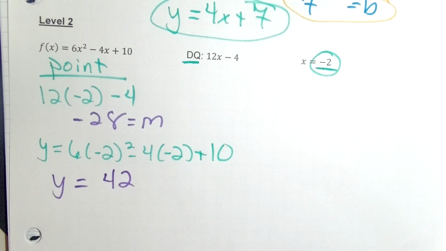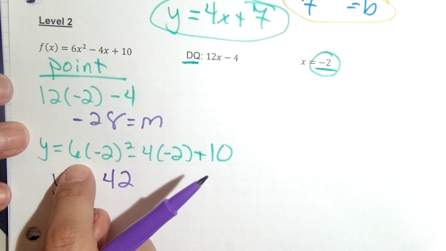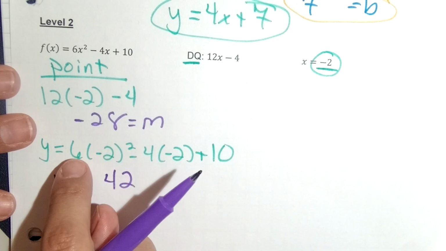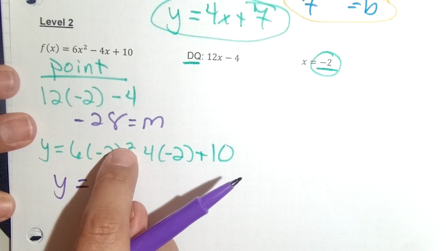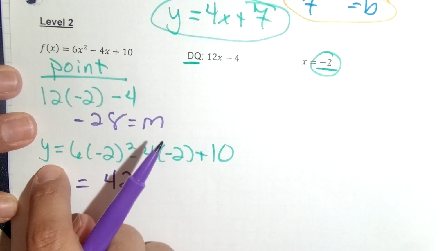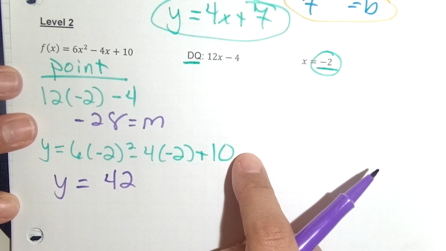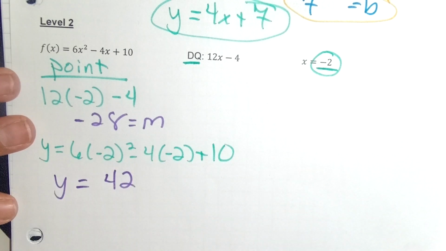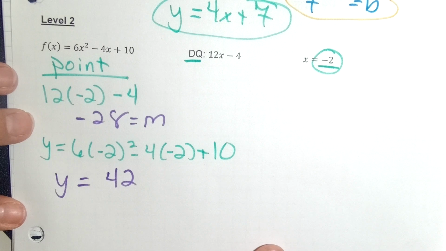I want to point out something that I saw some of you doing on your quiz. Some of you are multiplying the 6 and the negative 2 and then squaring it. Don't do that. Just put the whole thing in your calculator, okay? So now this is my y.